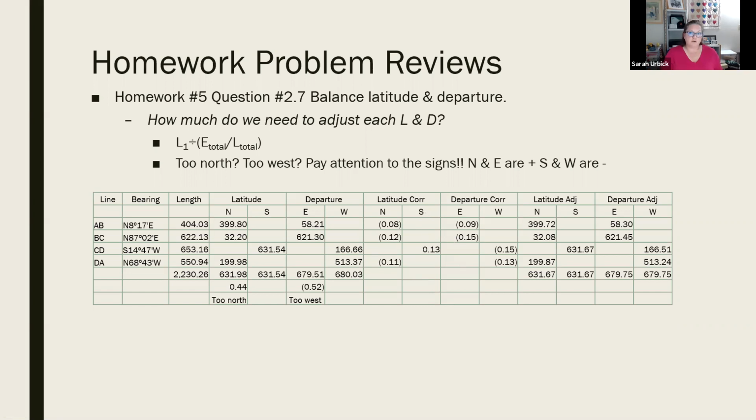So if we are too far north, we need to reduce our numbers to shift us back down south. And if we're too far west, we need to add to our numbers to bring us back to the east. But you've got to watch out. Am I adding a negative, subtracting a positive? I know that seems like it's one and the same, but you've got to watch out for which direction it's actually going to go to get you back to square. Okay. So we'll take a look at that when I grade the homework. I'll keep an eye on that. But hopefully, does anybody have any concerns about how we go about that?